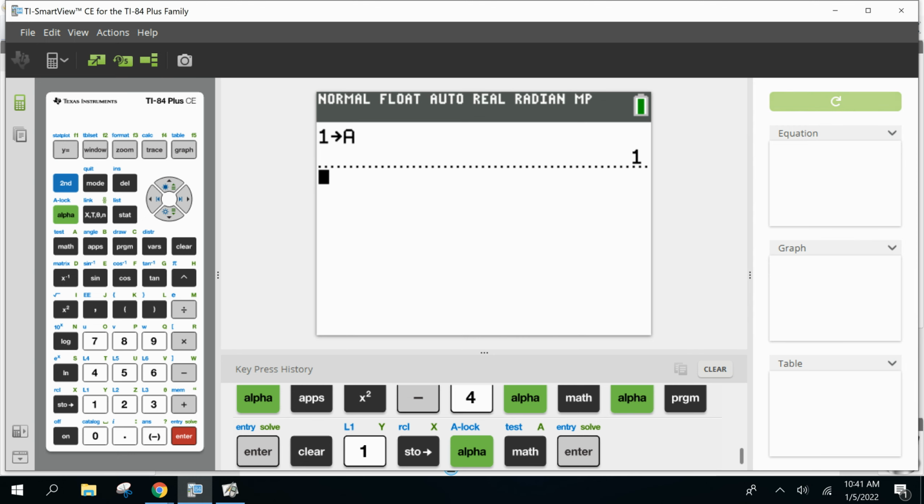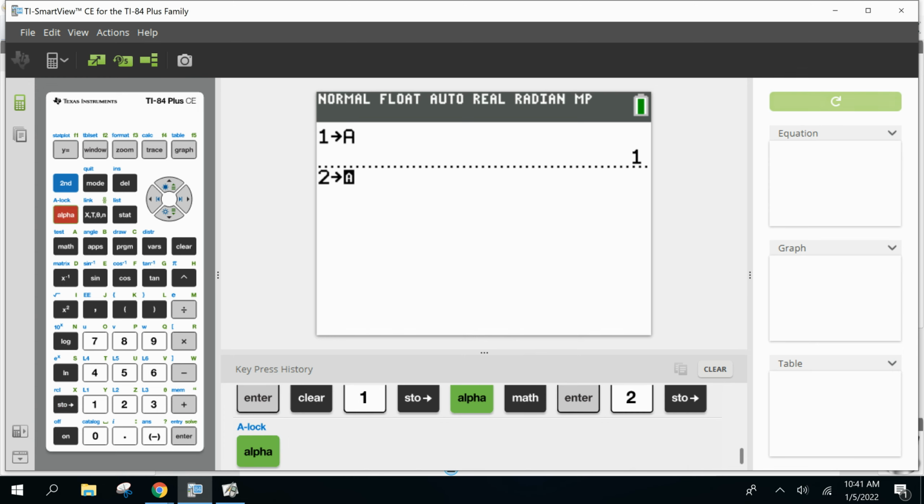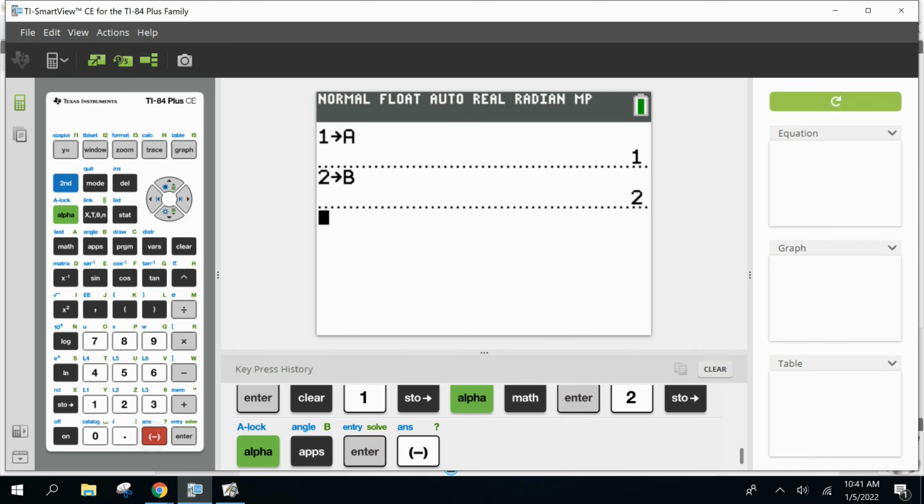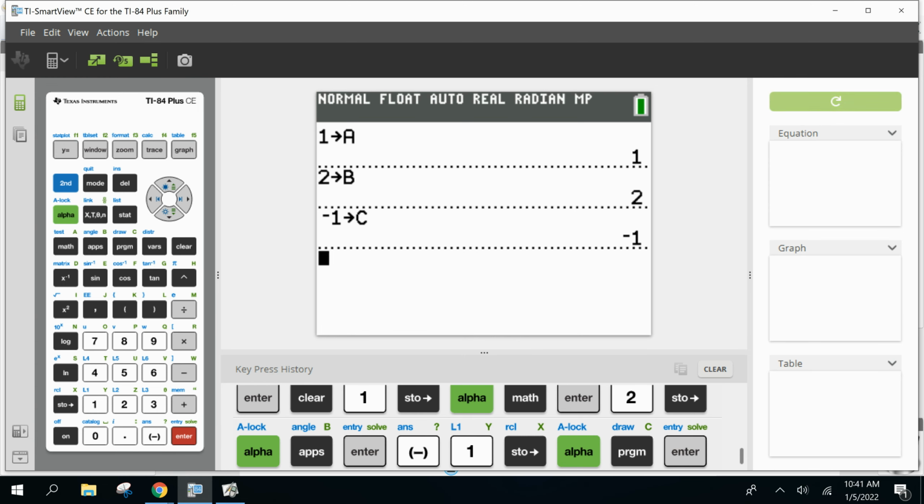What's your B value? So hit 2, hit the number first, store, and the letters go in alphabetical order. So B is right next to A, where apps is. So alpha, apps, stored in for B. And what's your C value? So make sure you hit your negative sign, -1. Store it in for C. I'll let you guys catch up there. All good?